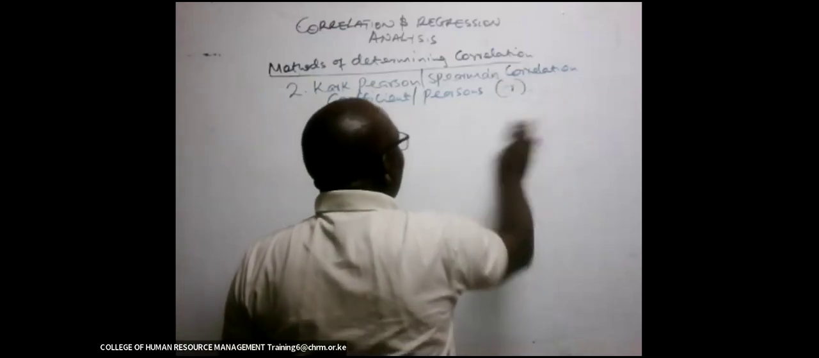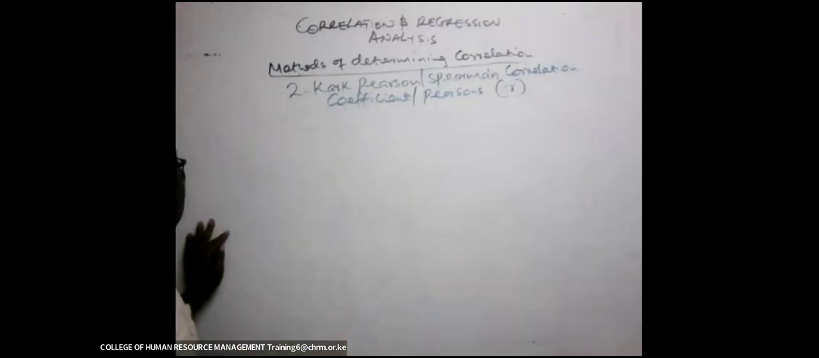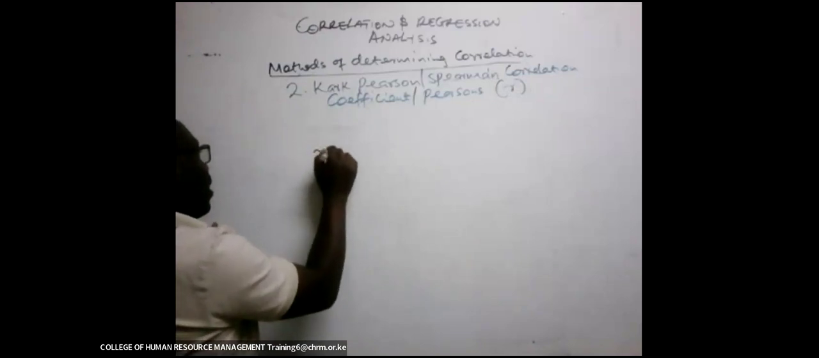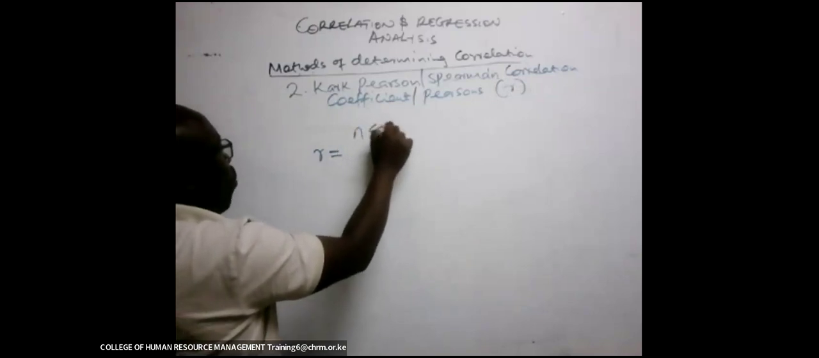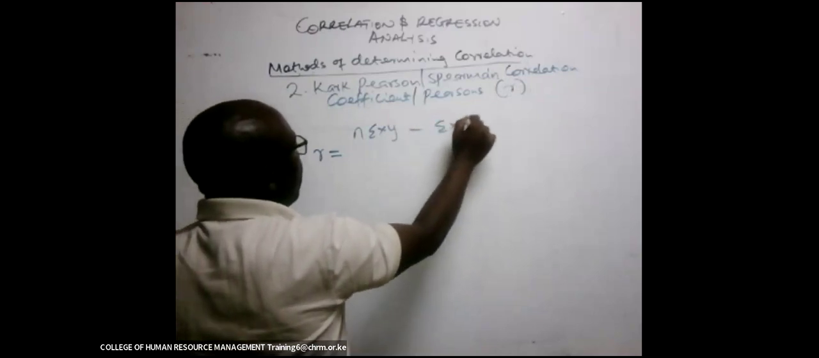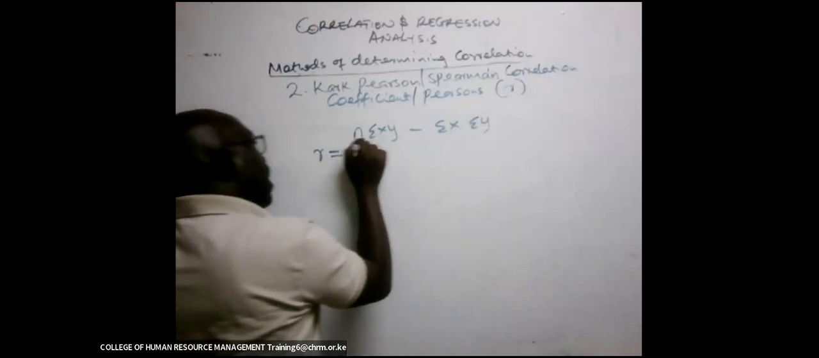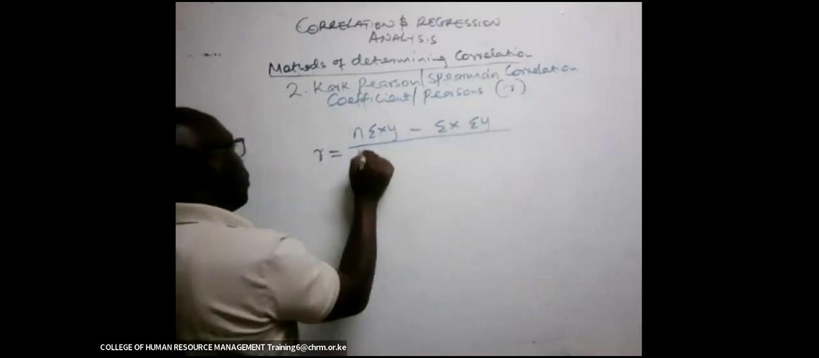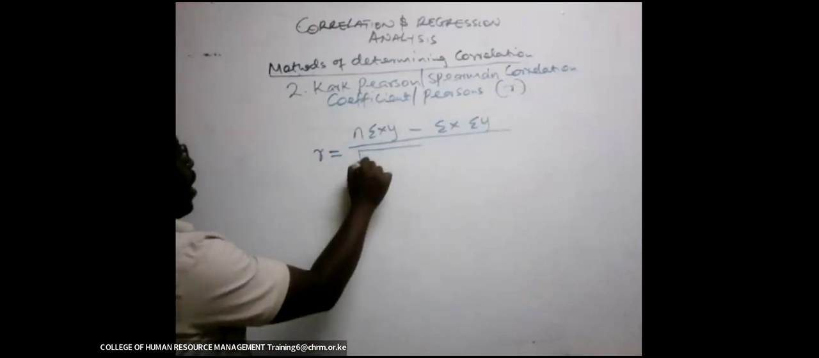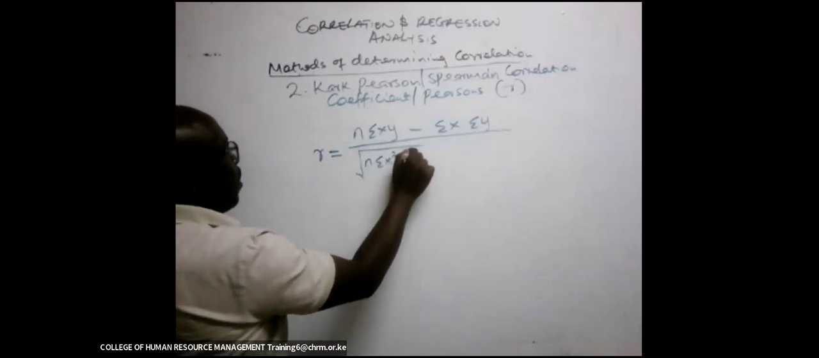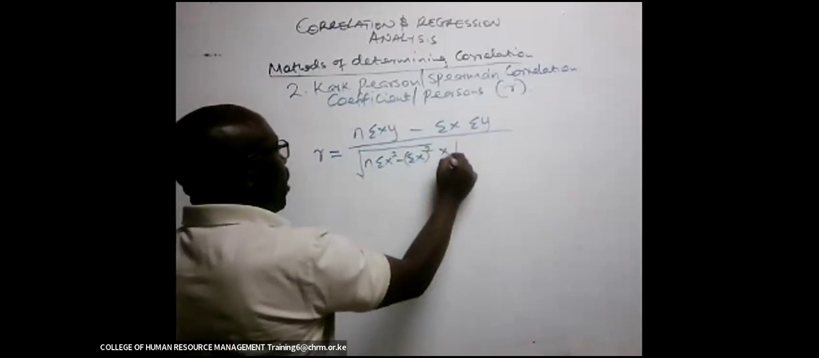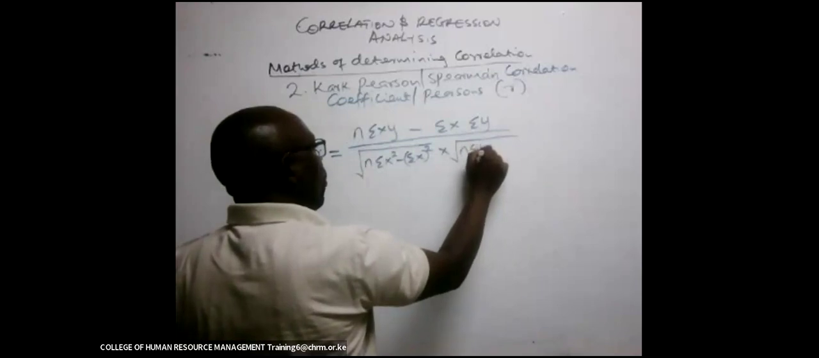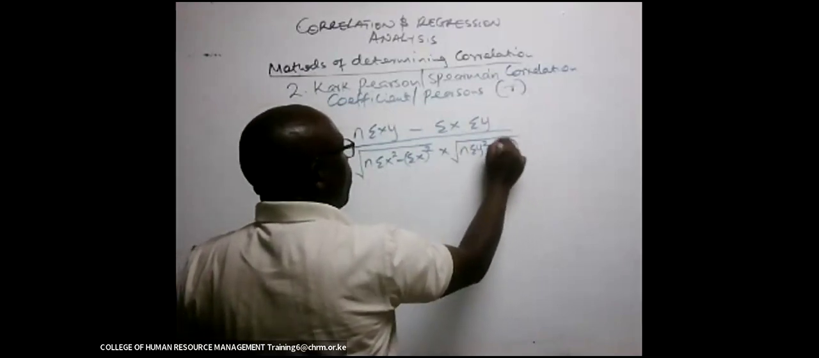This correlation coefficient is normally denoted by small r, and r is calculated by n times the summation of xy, minus the summation of x times the summation of y, divided by the square root of n summation of x squared minus (summation of x) squared, times the square root of n summation of y squared minus (summation of y) squared.